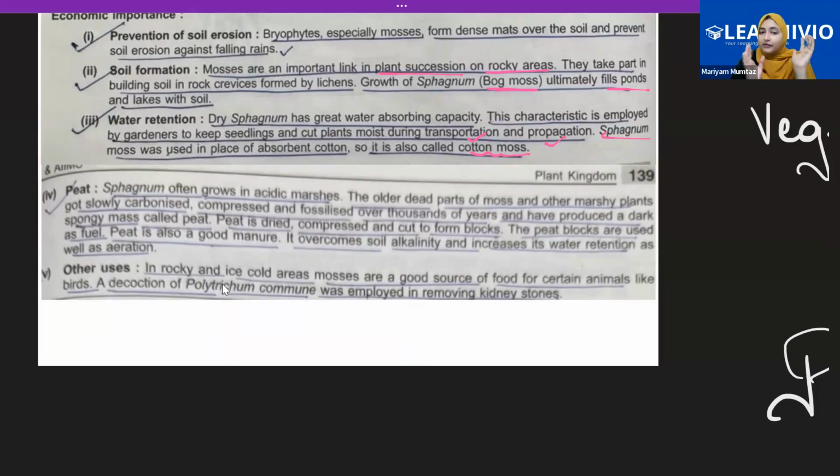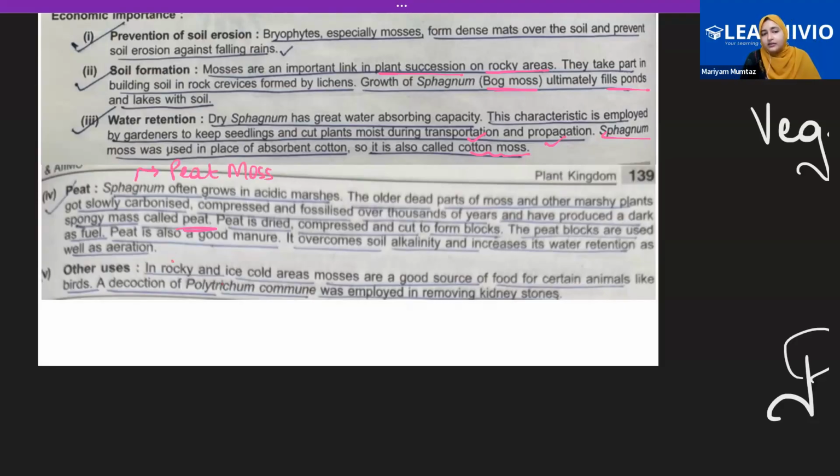They are also going to be fossilized for thousands of years, and they're going to produce a very dark substance, which is called peat. This peat is a great fuel. It is used as a manure as well. So many times, sphagnum is also referred to as peat moss because peat is formed through it.